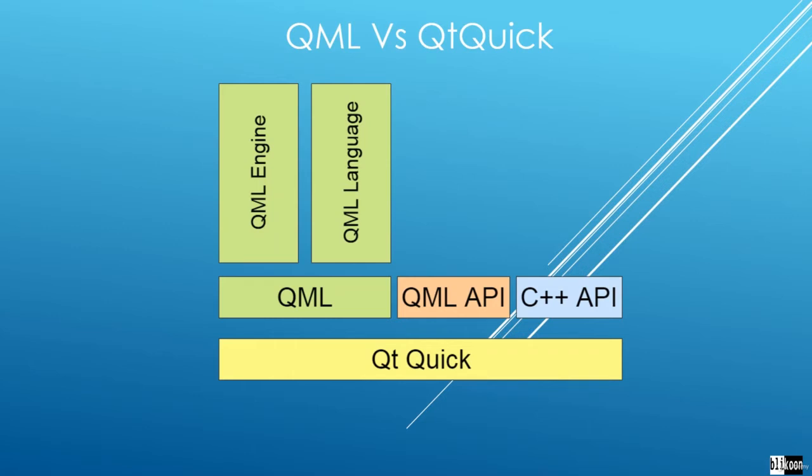Qt Quick is the overall technology. If you go down the stack, you're going to see that it contains QML itself. It also contains a QML API that we are going to use in this course. And it contains a C++ API that allows you to extend QML with new types using C++. QML itself contains the QML engine and the QML language.